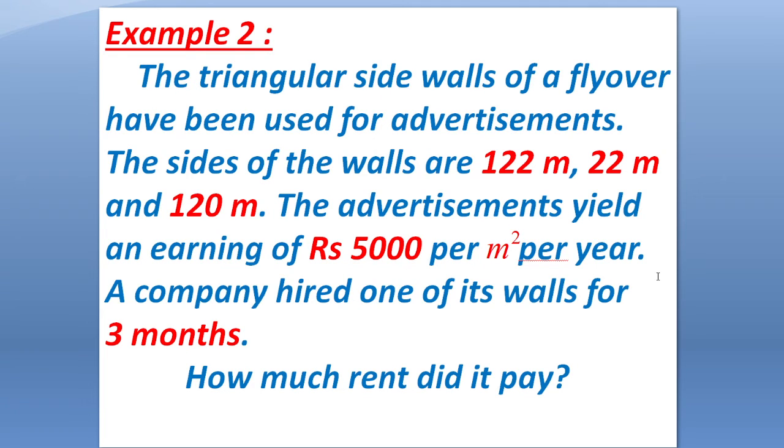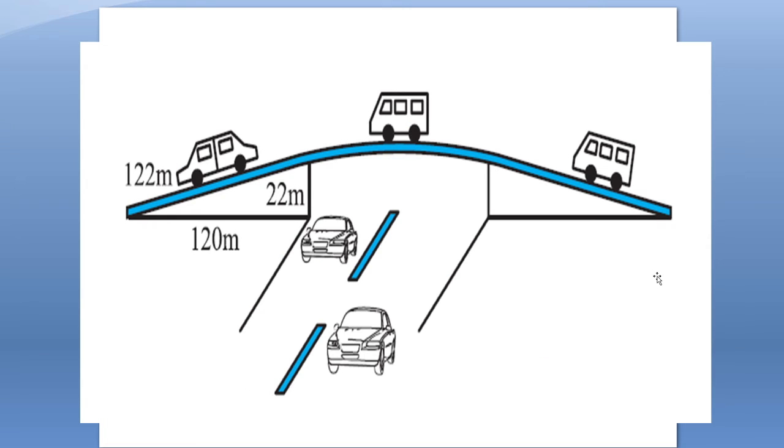Second example: the triangular side wall of a flyover has been used for advertisement. The sides of the walls are 122 meter, 22 meter and 120 meter. The advertisement earns rupees 5000 per meter square per year. A company hired one of its walls for 3 months, not for a year. Keep in your mind, how much rent did it pay? See here, the figure.